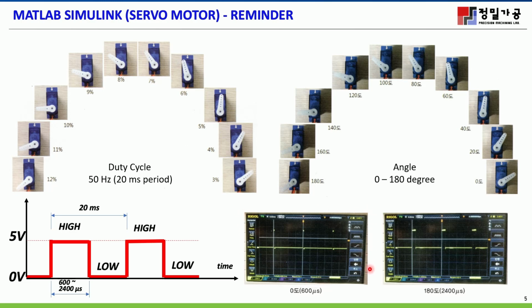If you observe on an oscilloscope, when the shaft is at 0 degrees, you input a pulse width of 600 microseconds. For 180 degrees, you give a pulse signal, this is the duty cycle, of about 2400 microseconds. Is it clear, right? I just remind you, maybe you forgot.